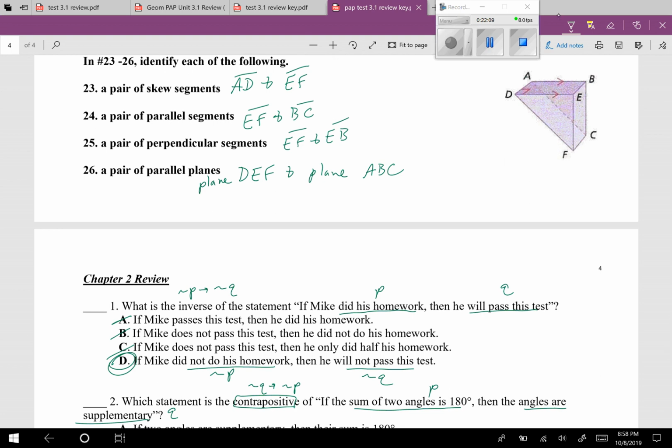Next one, a pair of perpendicular segments. Oh, we did that one. Okay, a pair of parallel planes, I'm sorry. So parallel planes. Since you see these markings here, this means those lines are parallel. That means the planes that contain those lines, the front and then the back, are parallel planes. So DEF and ABC are parallel.